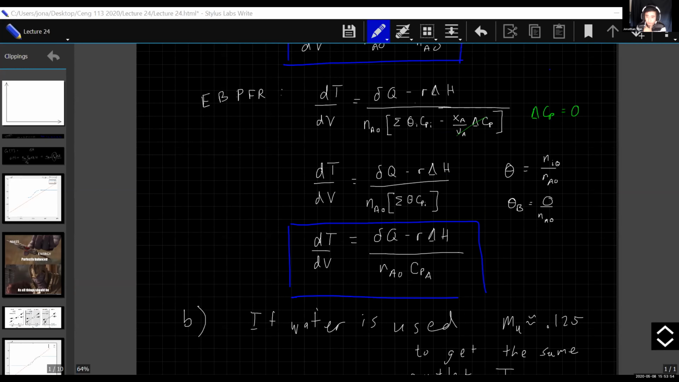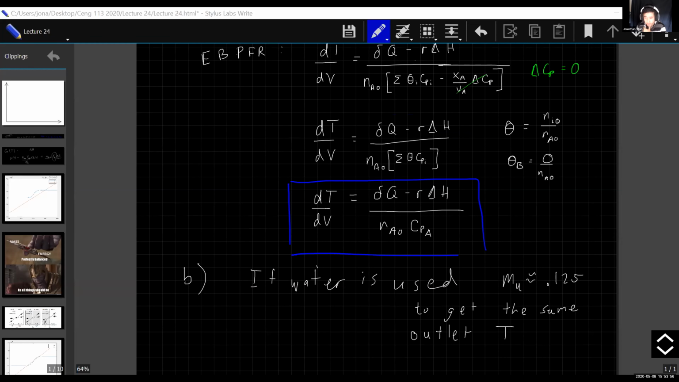So, okay, I'm getting a lot of questions. A bunch of it is about the homework, but before I answer those, the question was, what was the answer for A? The answer for A was about 182 was the outlet temperature in this example, 182 degrees C.